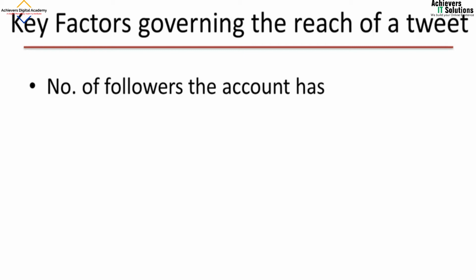I said potential reach because having 5,000 followers does not mean that all those 5,000 followers will see your tweet. This is because of multiple reasons. It could be that when the tweet was posted, a good bunch of those followers had not logged into their Twitter feed, and by the time they logged in, let's say a few hours later, the tweet had got buried under another 1,000 tweets that had come in after that. So one factor that governs the reach of a tweet is the number of followers the account has.